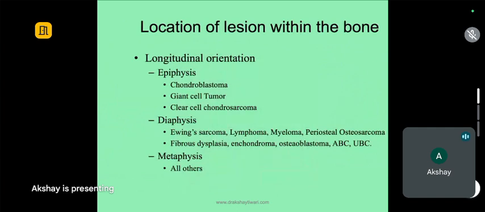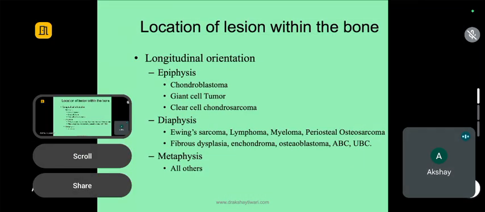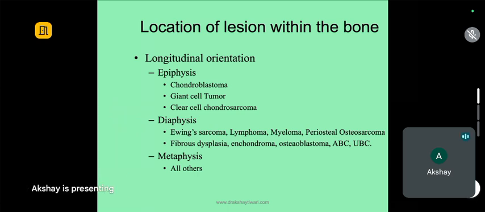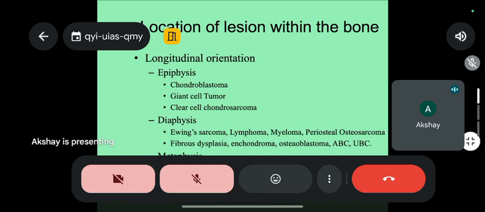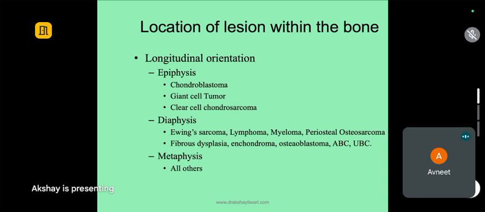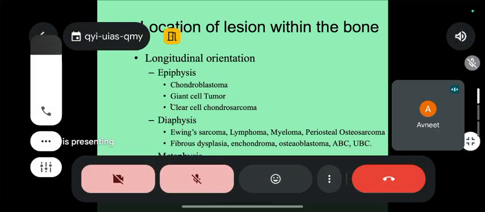And then comes the location of the lesion within the bone. You have to remember epiphyseal tumors are GCT, chondroblastoma, and clear cell chondrosarcoma. For you, diaphyseal tumor is Ewing sarcoma, and all others are in the metaphysis. So, Syed, you can repeat. Epiphyseal tumors are. Sir, the chondroblastoma, giant cell tumor, and chondrosarcoma are epiphyseal tumors. Only clear cell variety. Okay, sir.